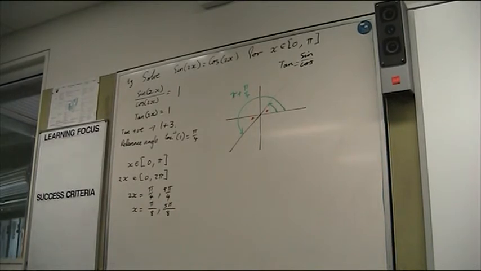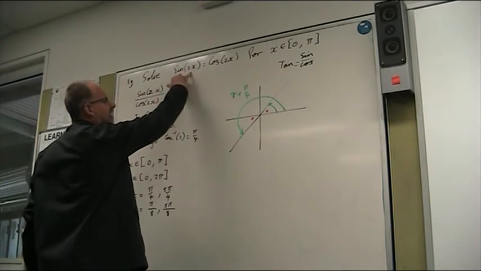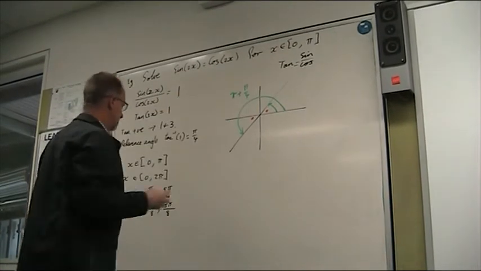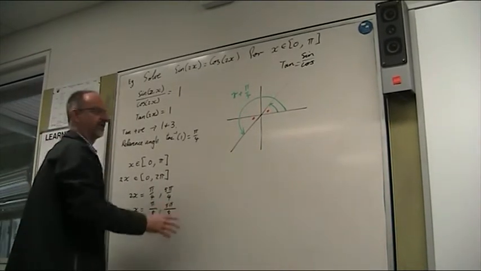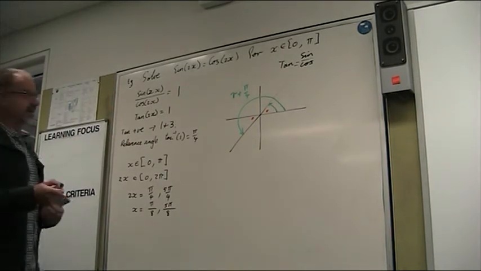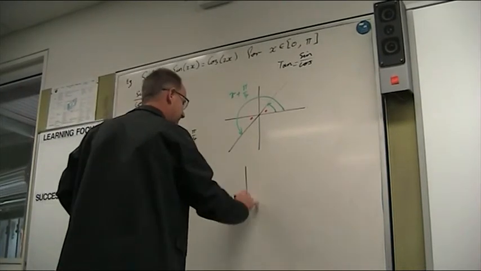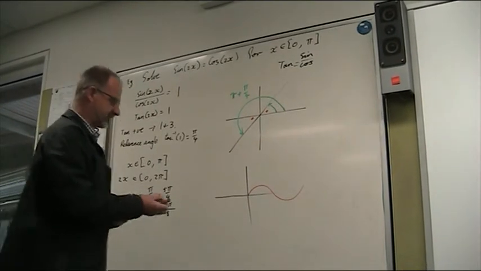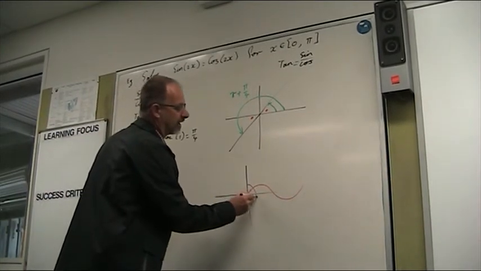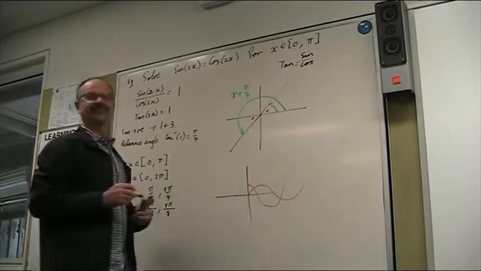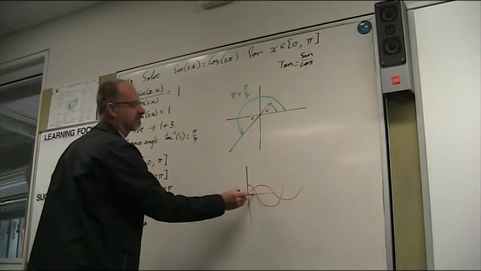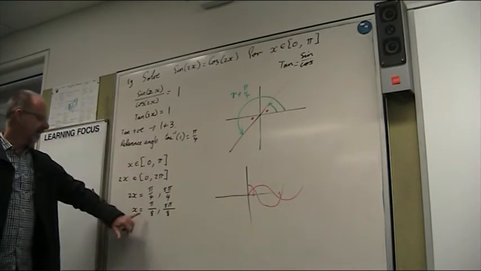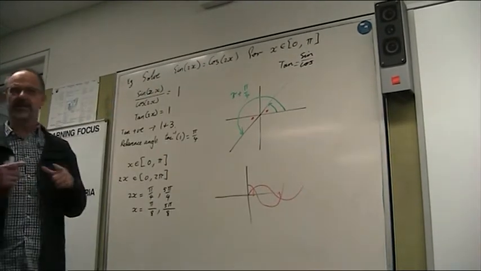Now, in relation to these, if I drew the graph of sine 2x and cos 2x, what will these points on those graphs be, do we think? Intercepts. So if I drew sine 2x, I would get something like this. And when I draw cos 2x, I get something like this. And so these points we've found, those x values, are where the intercepts are. So at x equals pi on 8 and 5 pi on 8, that's where these two graphs intersect.